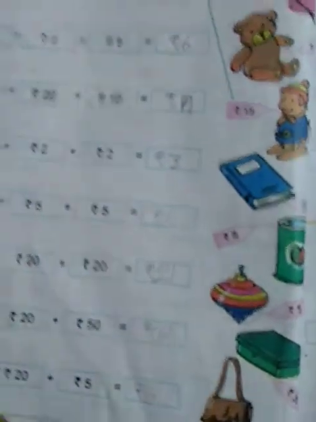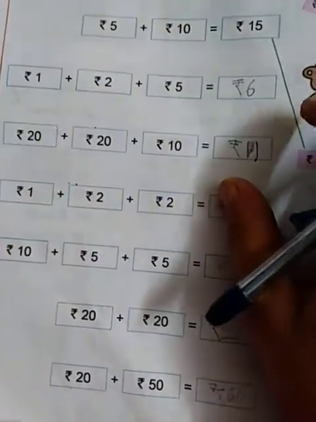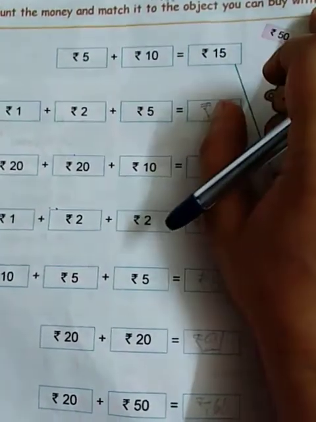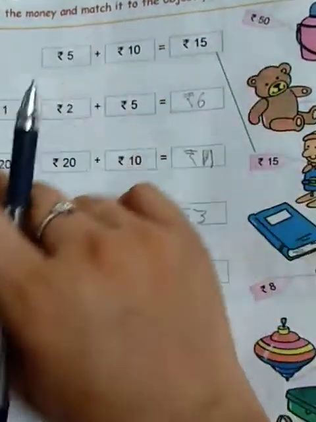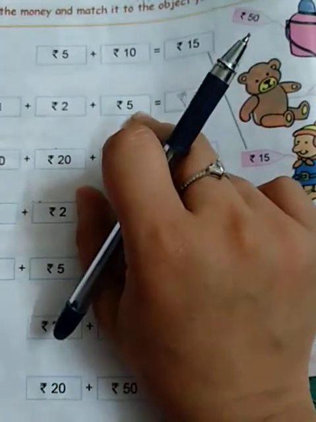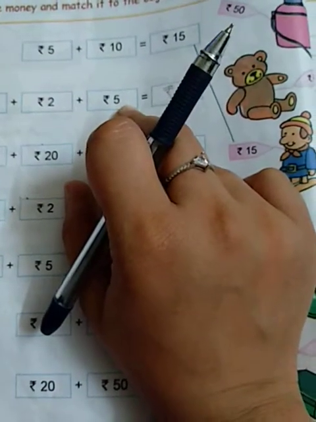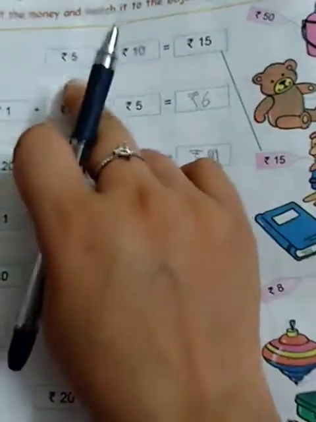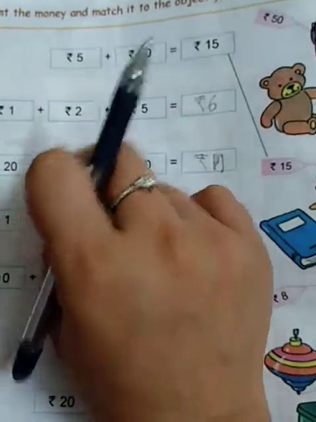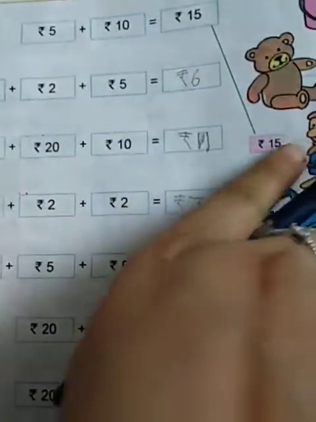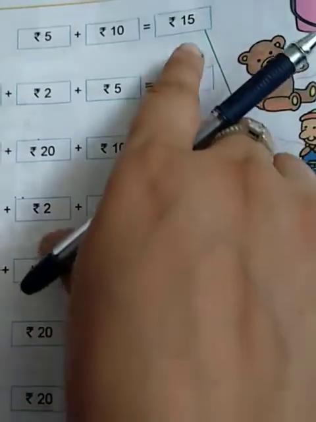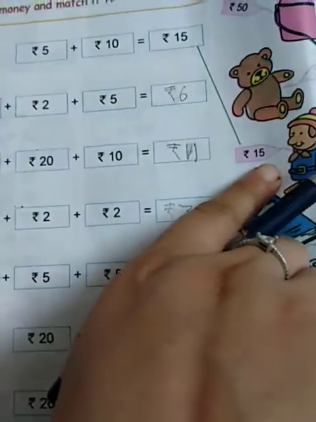Next is adding rupees. Count the money and match it to the object you can buy with it. Firstly, we will count the money. We will add the numbers, and after that, match it to the object you can buy with it. So here, 5 plus 10 is 15. We can buy this teddy bear with 15 rupees.